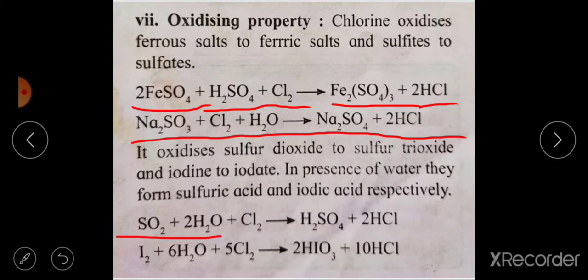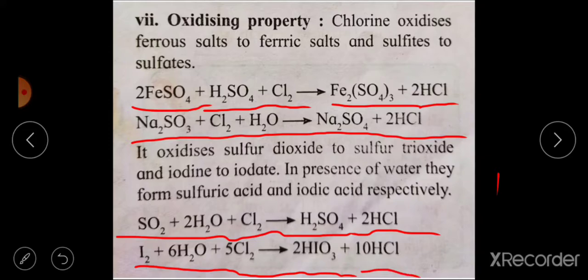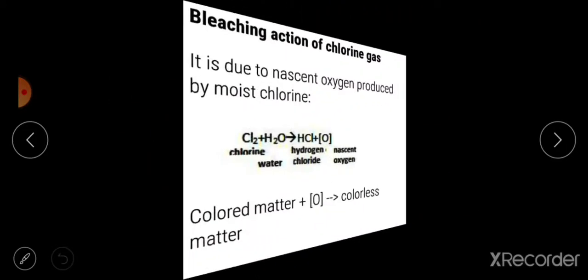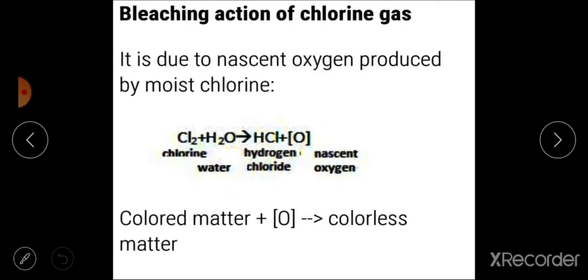SO2 reacts with 2H2O plus Cl2 to form H2SO4, sulfuric acid, plus 2HCl. Here I2, iodine, reacts with 6 water molecules plus 5 chlorine molecules to form 2 iodic acid molecules, and 10 HCl molecules are produced. Then the bleaching action of chlorine gas.